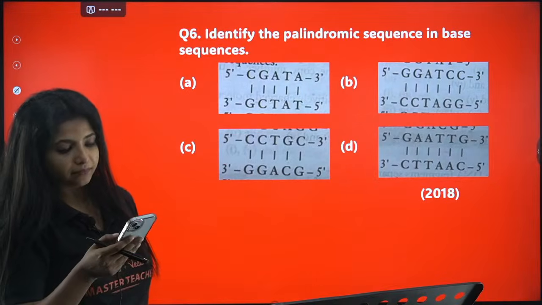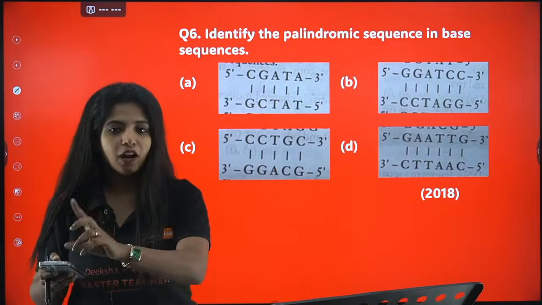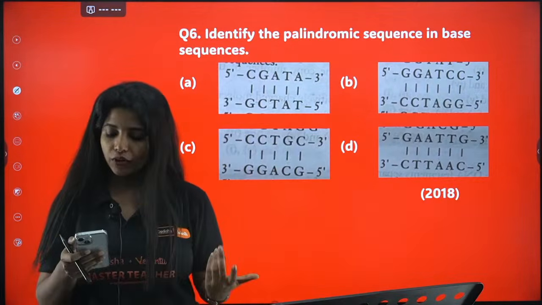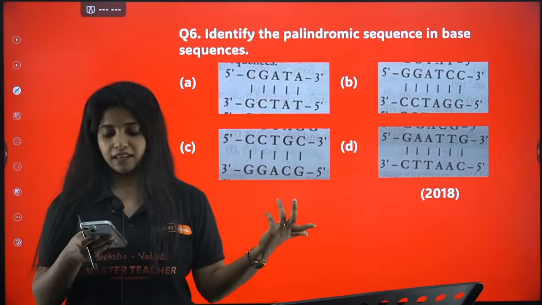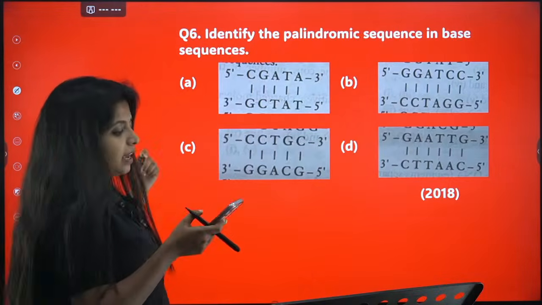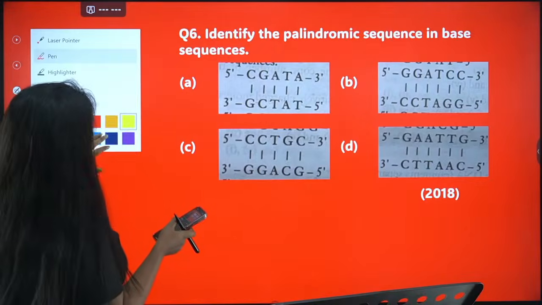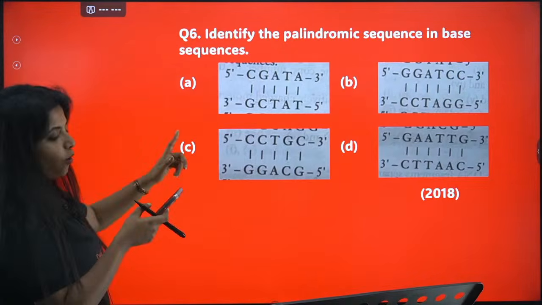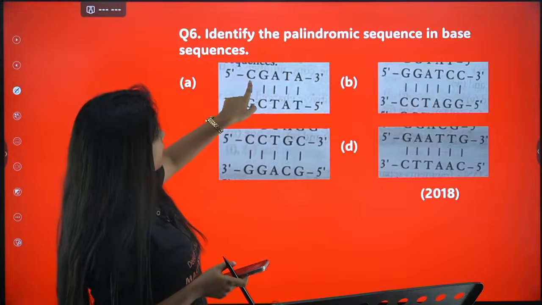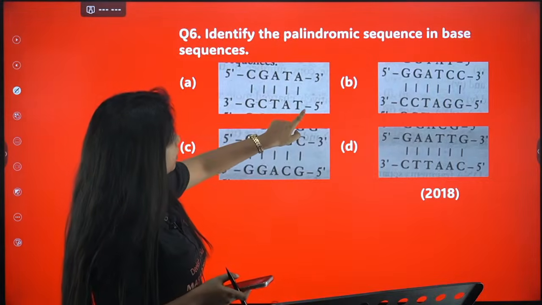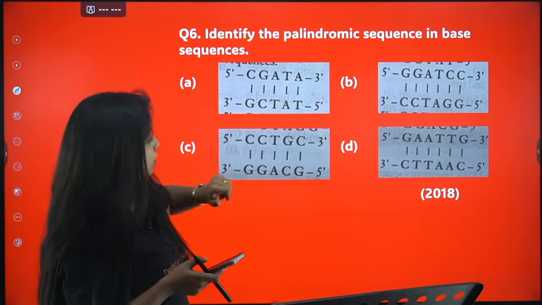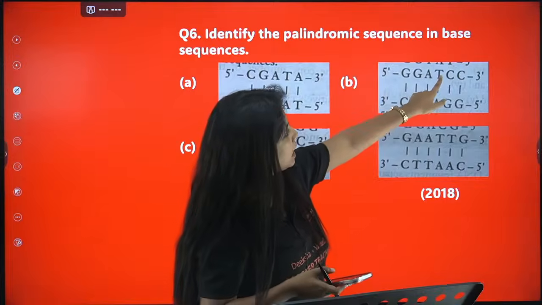Any idea? For example, Malayalam. The opposite of Malayalam is also Malayalam. Whatever you do, you can read it as Malayalam only, right? So that is a palindromic sequence. And now you have to identify which one is palindromic among them, A, B, C or D. So here 5' CGATA is given, but here TA is given, so this is wrong. Let's go ahead with this: GGATTC.